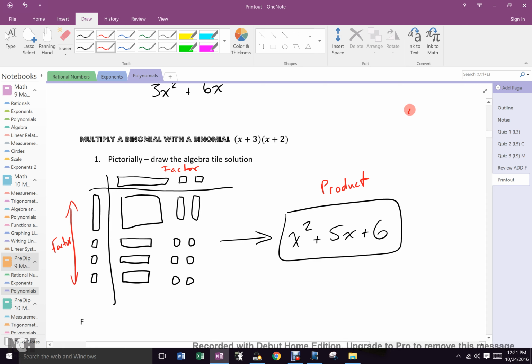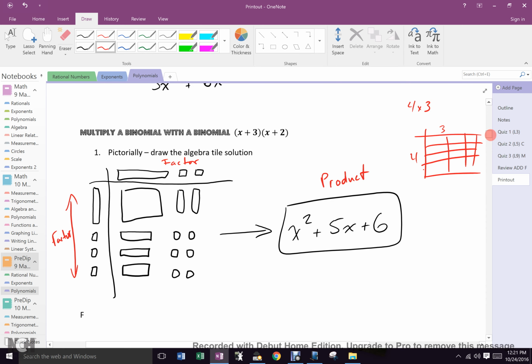If I asked you to draw me 4 times 3, you would draw a rectangle, right? 4 down one side, 3 out here, and you'd get a big rectangle that was that, correct? Yep. So it's nothing new, is it? Nope. All right. Now I want you to look at something.